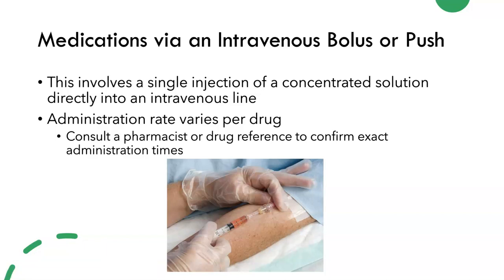So another way that we can give IV medications is by an IV bolus or IV push. Some medications are more concentrated, and they just involve a single injection of the concentrated solution, and this goes right into your IV line. You can see in this picture here, it looks like they don't have the little one-way valve like we normally use, and then you're able just to screw the syringe on with that.